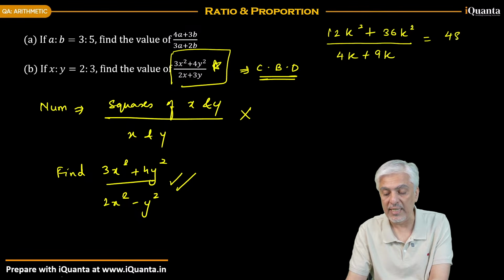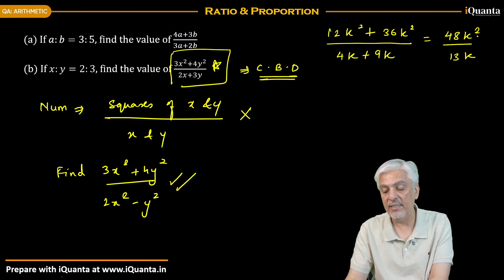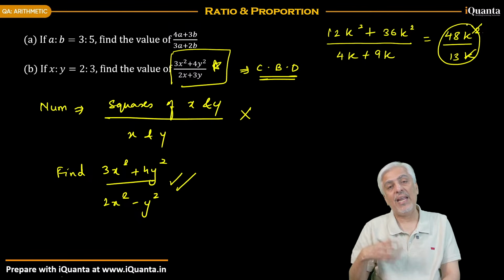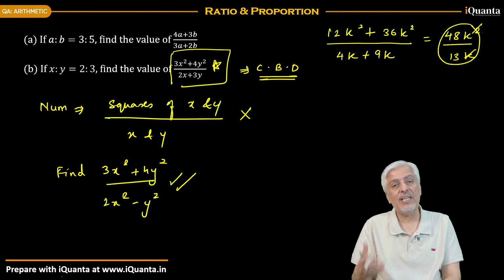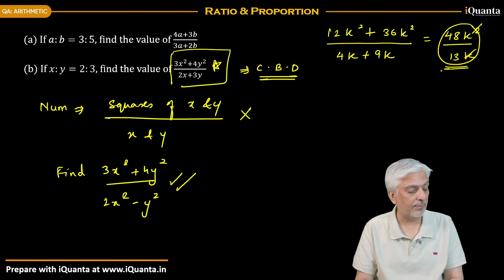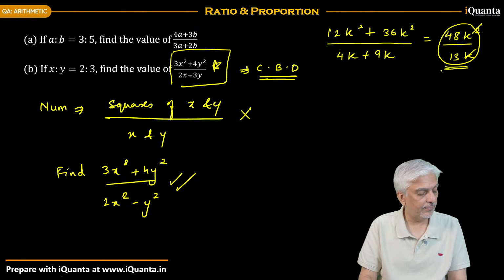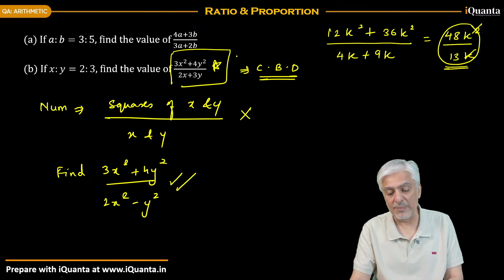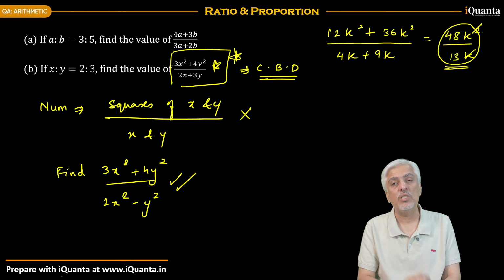And you would get 48k² upon 13k. One k will cut. So the answer comes out 48k upon 13, and k can be any number. Like k can be 1, k can be 2, k can be 3, k can be anything. Based on that, the answer will keep changing. Everybody clear with this? So this is very important. Don't make this mistake. This can be a very common mistake students make.